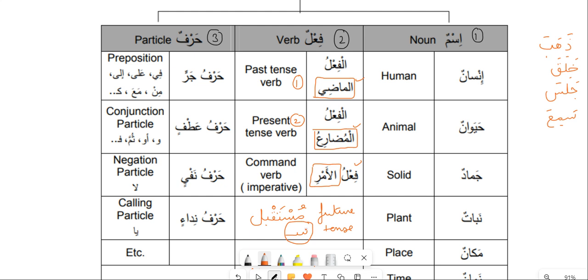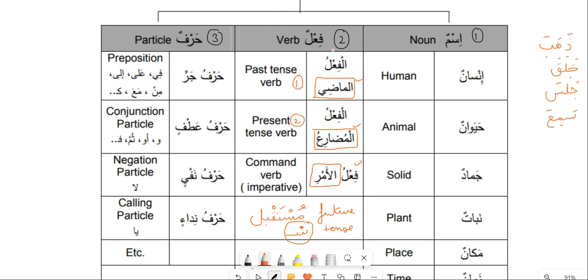So this we will do later in the levels, but right now I just introduced that there is also a mustaqbal tense, so it's called fail mustaqbal. And now the third category.